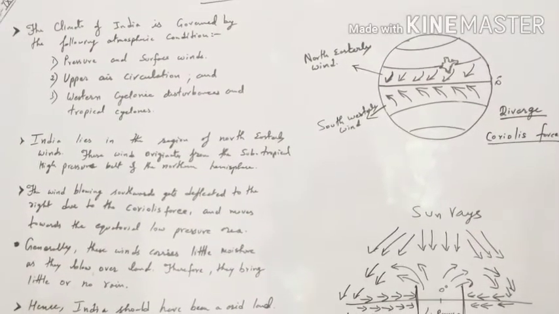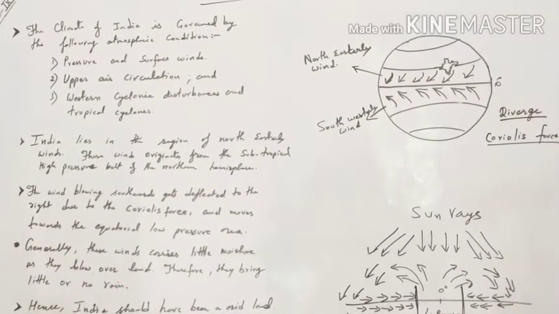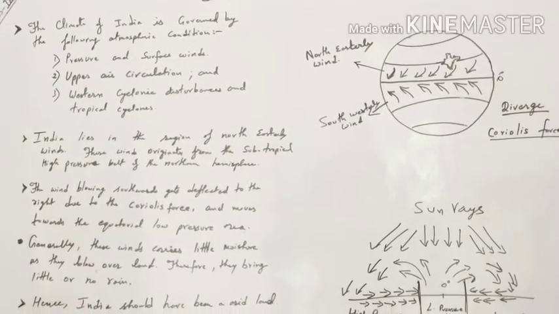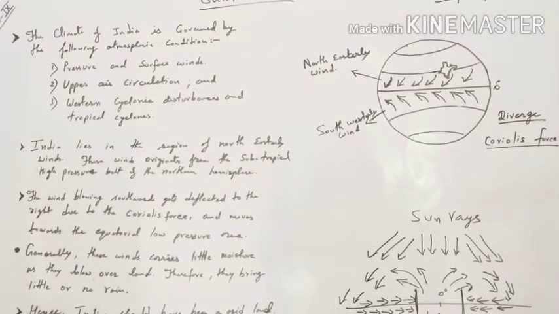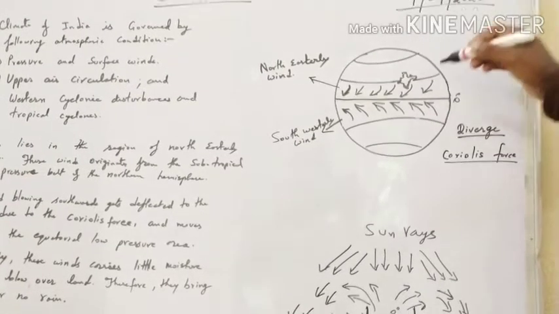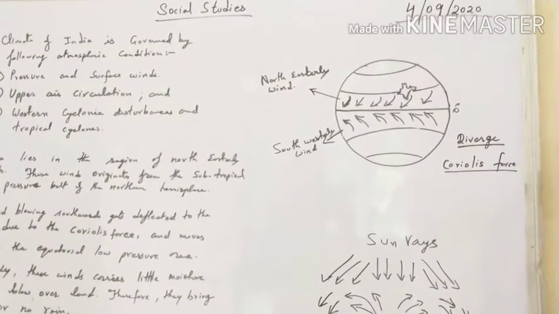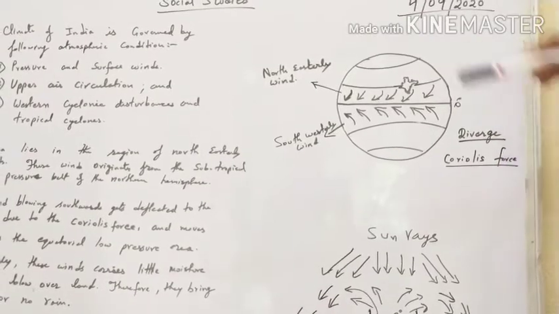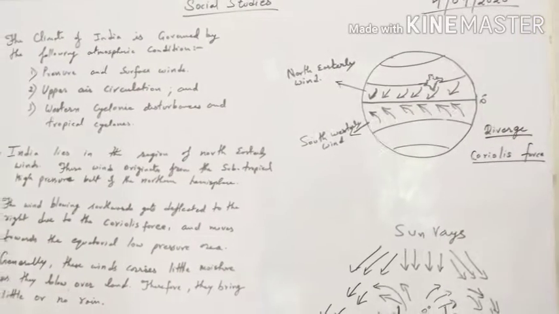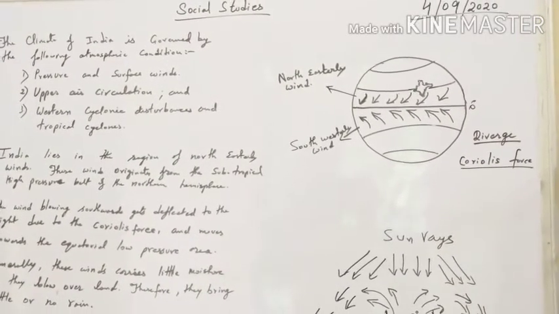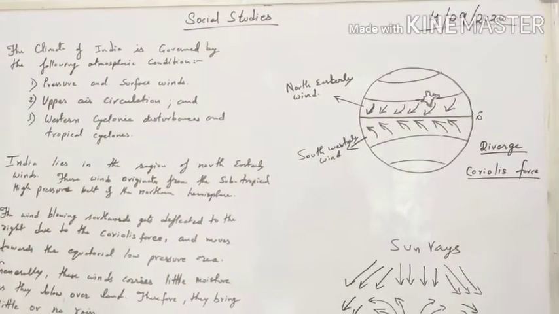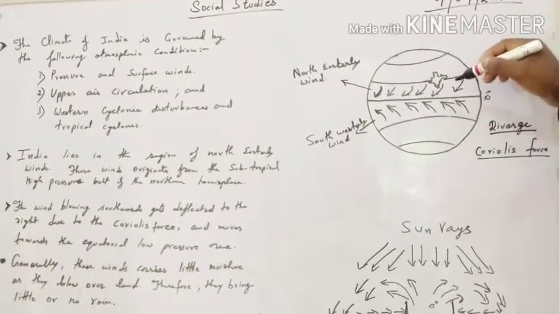in that zone. The next point is: the wind blowing south gets deflected to the right due to the Coriolis force and moves towards the equatorial low pressure area. Now from here you can understand that the wind is blowing from the northeast towards the equator. Why is it blowing from the northeast towards the equator? Because the wind which lies here, as we have already understood, there is a high pressure belt. So we have already discussed that the wind blows from the high pressure belt towards the low pressure belt. But why is it diverted? Why is it deflected while coming towards the equator?